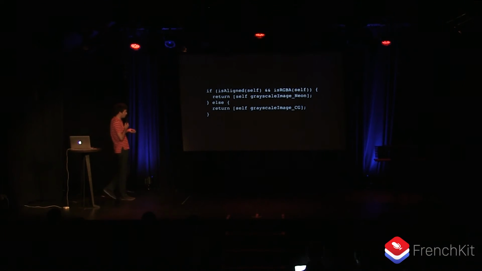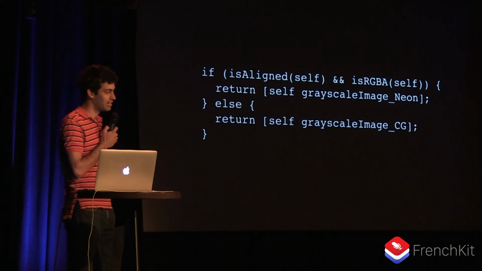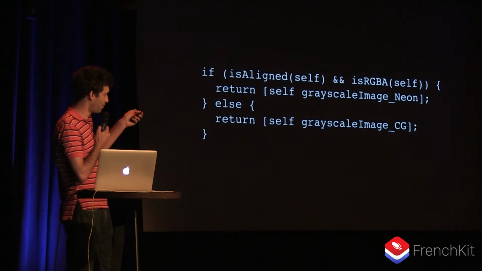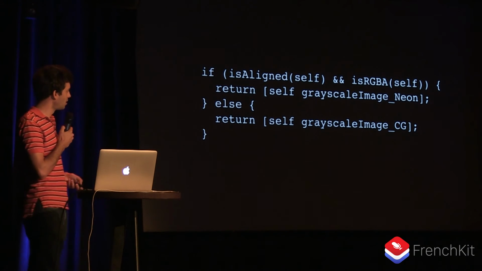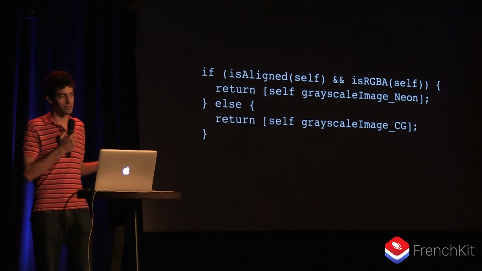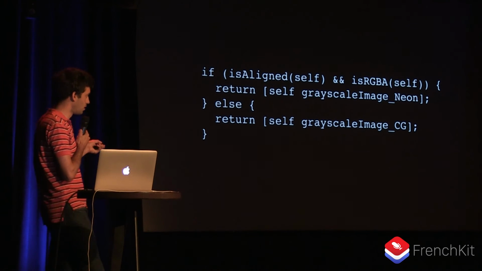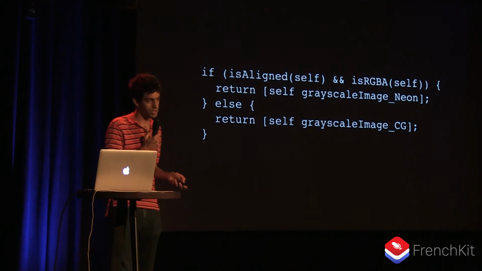I think one way you can deal with that is that you make a check. You check if the image is aligned. You check if it's RGBA. Then you can call your very fast routine, the Neon routine. And otherwise, you can fall back on the initial implementation. I think that's actually a satisfying solution. In our case, we want to go fast for most of the cases. If for some of the edge cases, we have to fall back to a slower implementation, I'm fine with that.